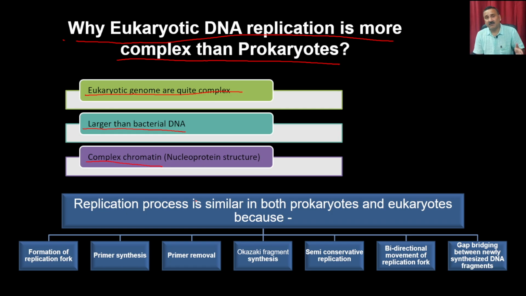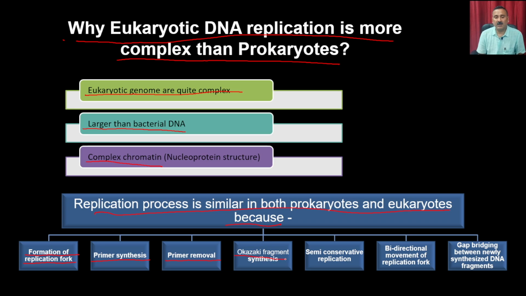But apart from these differences or the complexity, the replication process in both the prokaryotic and the eukaryotic system involves some of the basic steps. For example, the formation of the replication fork is common between them. Primer synthesis is also common between them. Once the primer job is over, it has to be removed by the DNA pol 1 in the prokaryotic system, and that is also common.